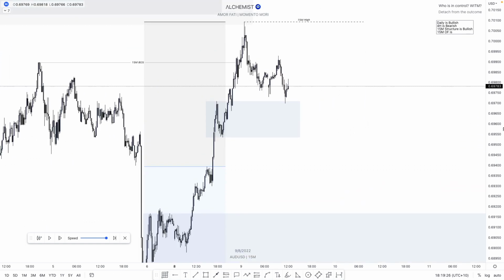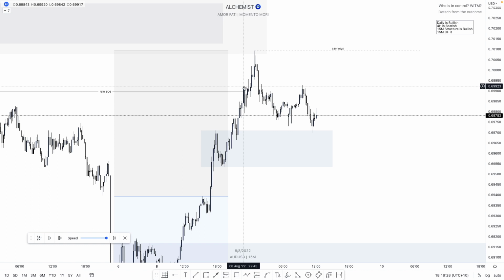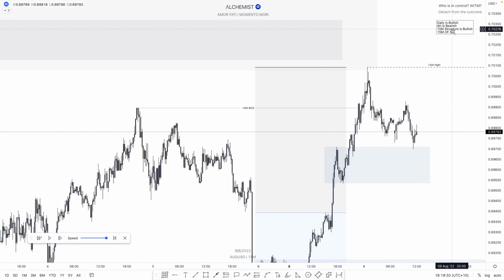And on the 15-minute here, the next thing left is our 15-minute order flow. And this is something that I think not enough people actually focus on or consciously look at either.